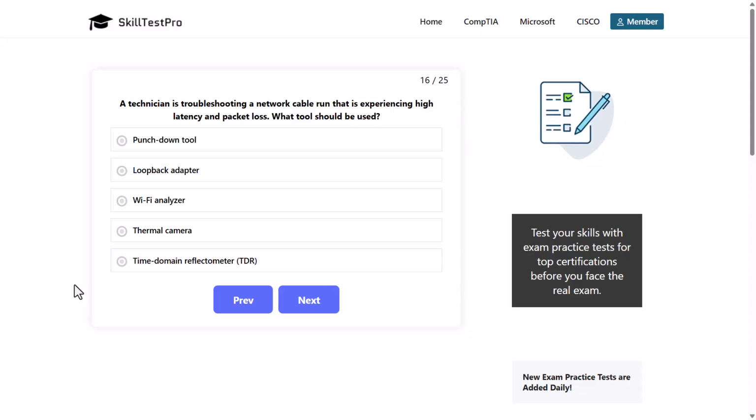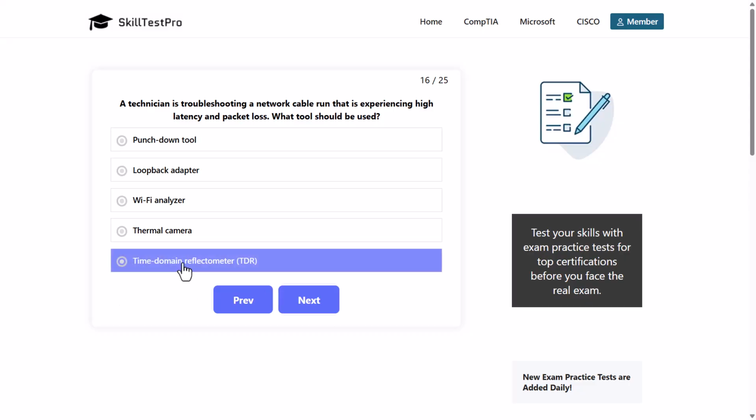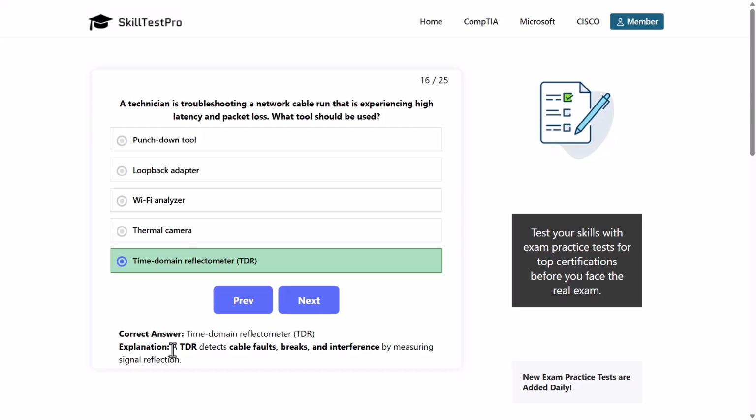And you should also, as a technician, if you are going for the CompTIA A Plus exam, you are planning to become an IT technician, or you want to build your own PCs, know everything about tools which IT technicians and IT support use. So which one would be the correct answer here? And here the correct answer is time domain reflectometer or TDR. A TDR detects cable faults, breaks, and interference by measuring signal reflection.